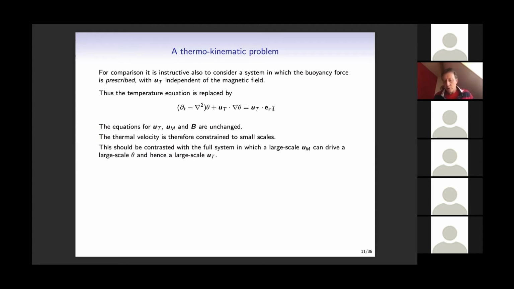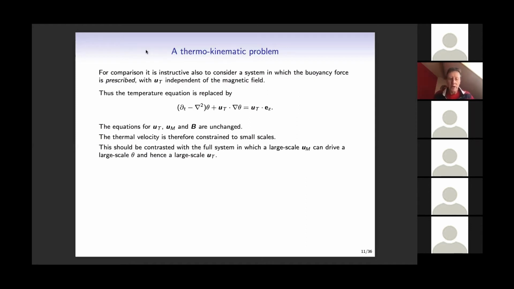It's an artificial problem, but it's a useful one in some sense. How you should think of what I'm calling a thermokinematic problem is, it's almost like a forcing, but it's a convective forcing, and the magnetic field has no effect on that forcing. So I'm forcing a small scale flow. The field grows and saturates, but it can't change the thermal flow. So it's an artificial problem, but it's a useful one to compare with, I believe.